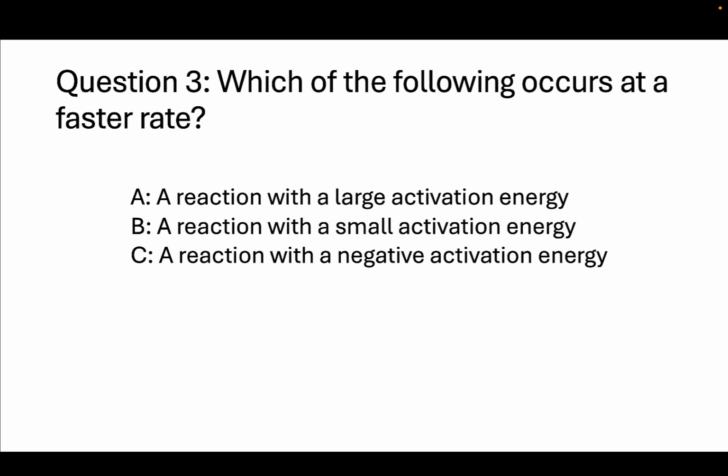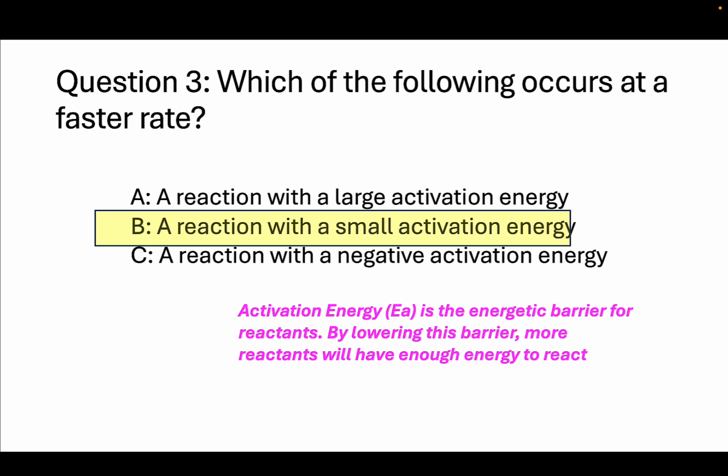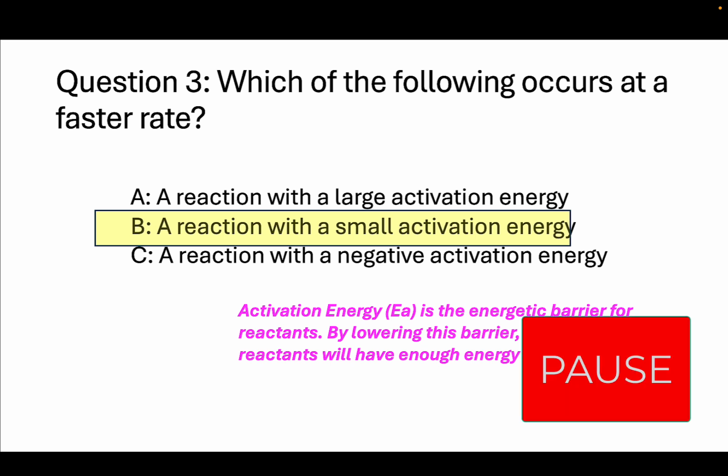So when we think about this, what we want to think about is with a certain barrier, which one is going to allow more molecules to jump over that barrier? And the answer is with a small activation energy, right? There is no negative activation energy, it's always positive, but if that barrier is smaller, then more molecules at a given temperature will have enough energy to overcome that barrier, and therefore the reaction will proceed quicker as more molecules are able to have that amount of activation energy.